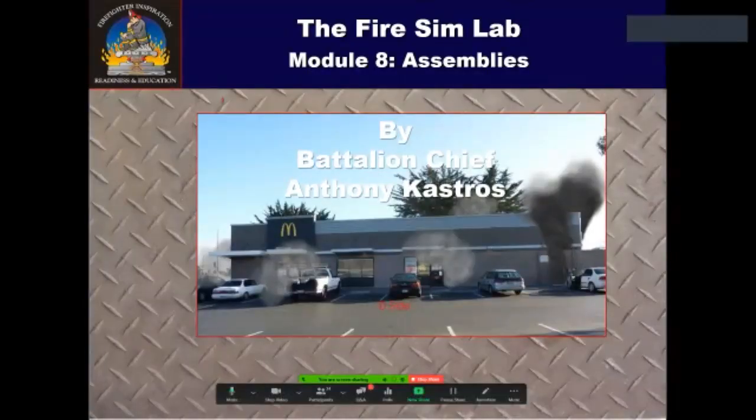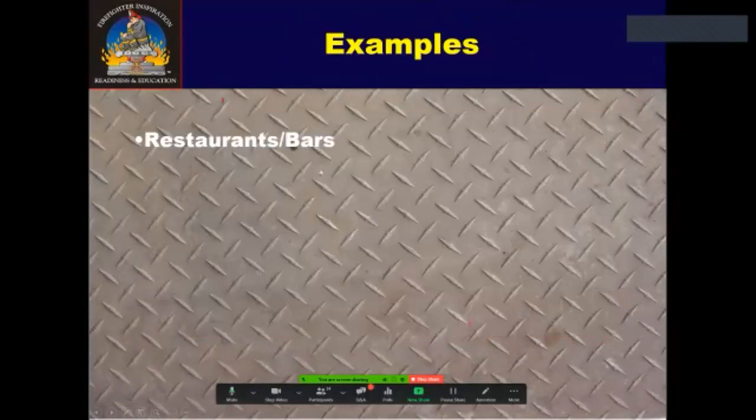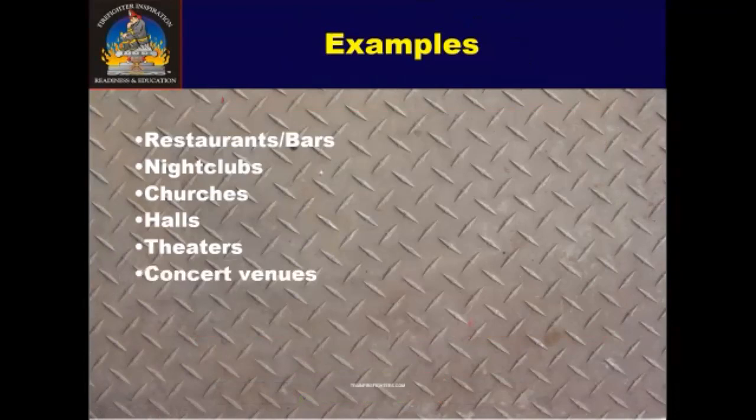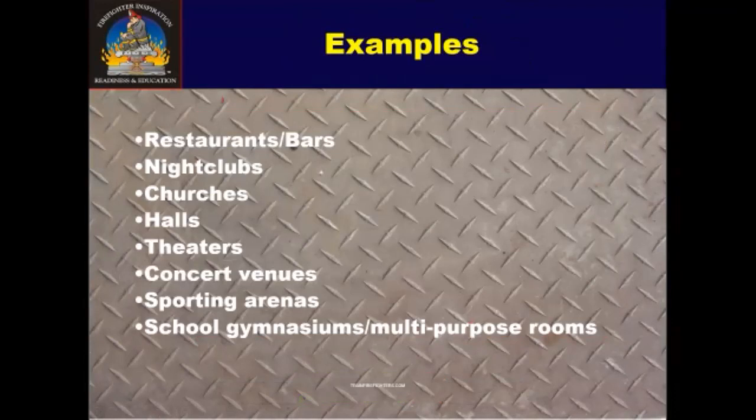So for the purposes of this conversation, assemblies are going to be basically restaurants and bars, nightclubs, churches, halls. When I say a hall, like a men's club, women's club, kind of Kiwanis club, a theater, could be a movie theater, could be a live theater, concert venues, sporting arenas, school gymnasiums and multi-purpose rooms, libraries. So that's kind of the scope of this for when it comes to command and tactics, what you need to think about when it comes to assemblies.